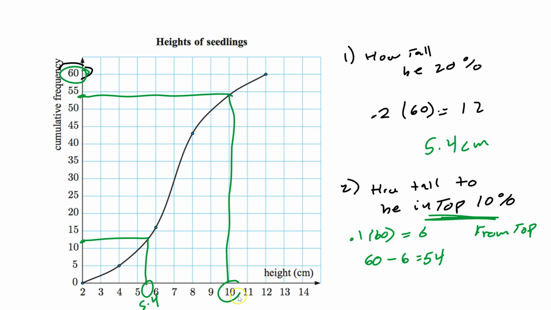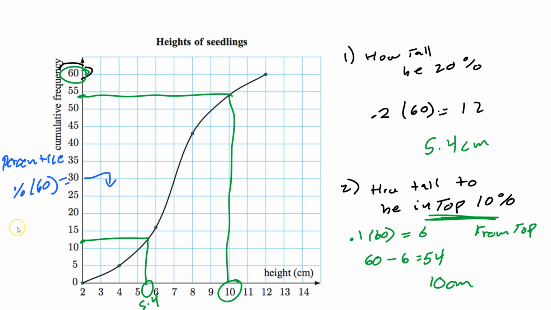It looks like about 10. So top 10 percentile would be about a height of 10 centimeters. So those are two types of problems like that. So that's the general thing I want you to keep in mind, right? If they give you a percentile, you just multiply that percentile by the total. In this case, 60. And then you go across and you go down.